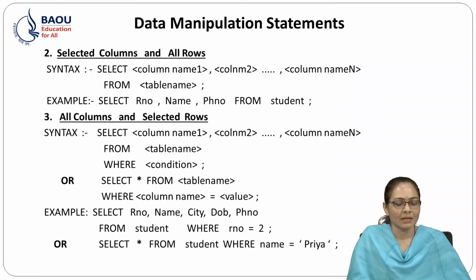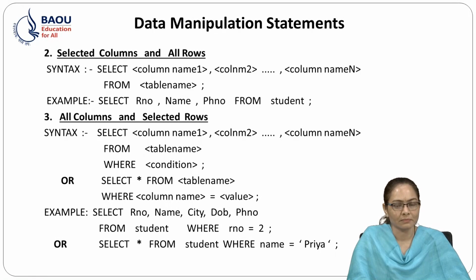Here we can also write this command like select star, meaning all the columns, from student where name is equal to 'Priya'. So this command is used to display all the records of Priya.